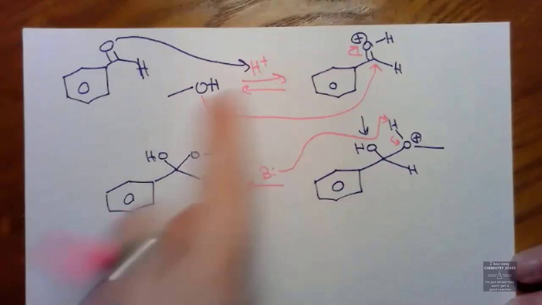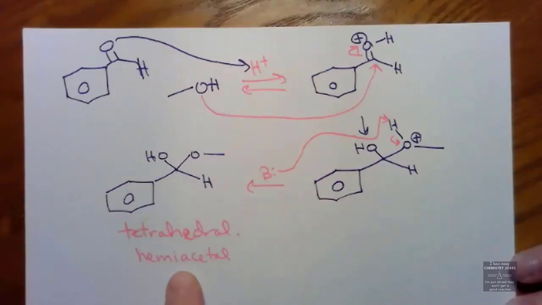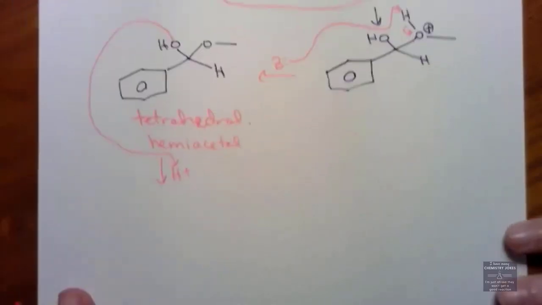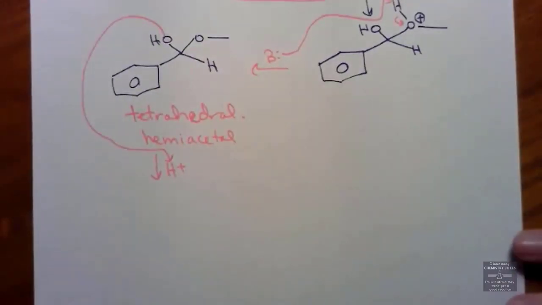When you're in acid, you can't stop at a hemiacetal. It's not allowed. Do not pass go. Do not collect $200. Do not stop. You got to keep going. You protonate the OH of your hemiacetal to keep going.